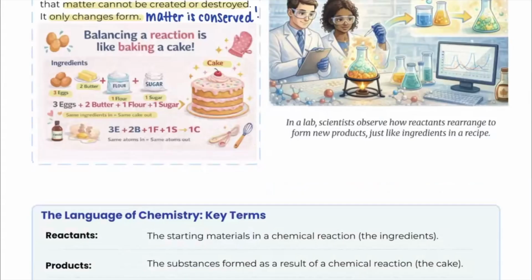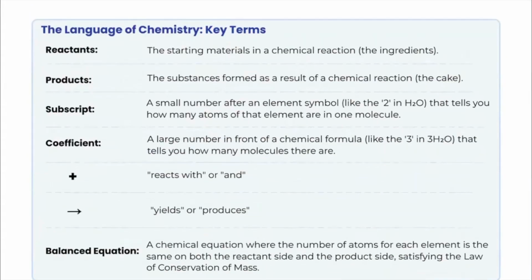So let's go over some key terms. The substances you start with in a chemical reaction are called your reactants. These are your starting materials, and they are always written on the left side of the chemical equation. In our cake example, that's your ingredients: the eggs, butter, flour, and sugar. These are your reactants. The arrow in a chemical equation means yields or produces, and everything to the right side of this arrow is called the product, what is formed as a result of the reaction. In our example, the product would be your one cake.